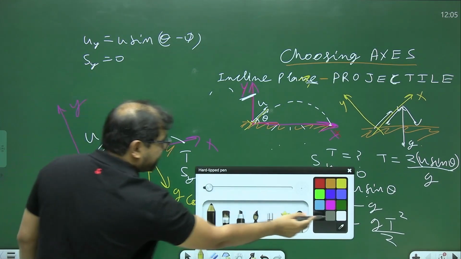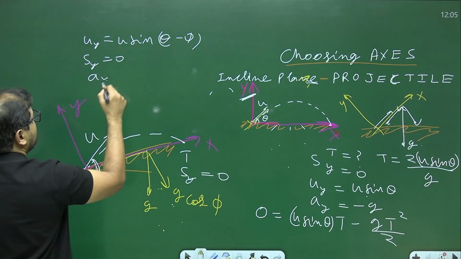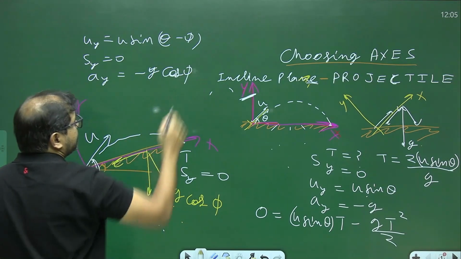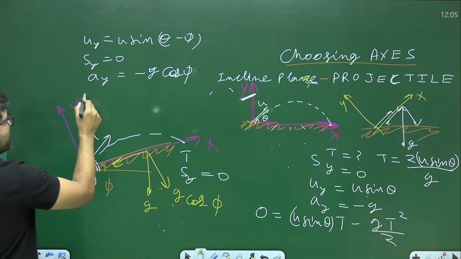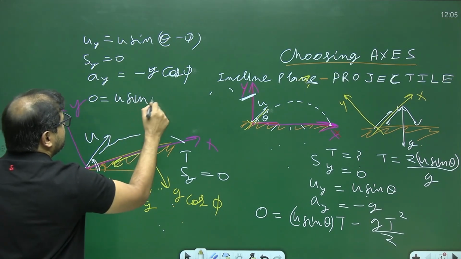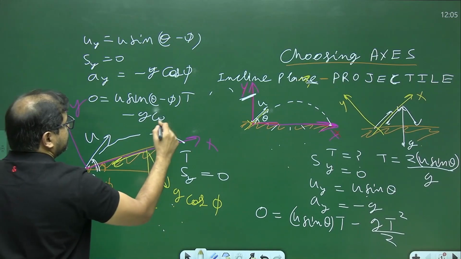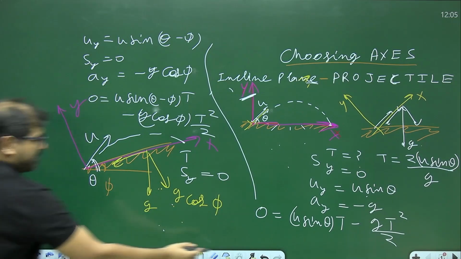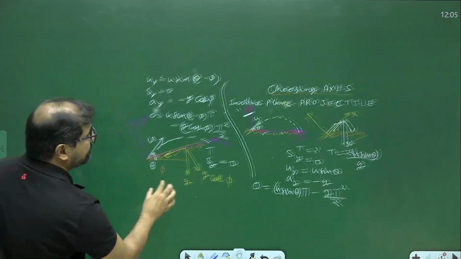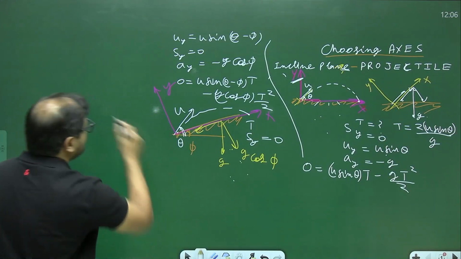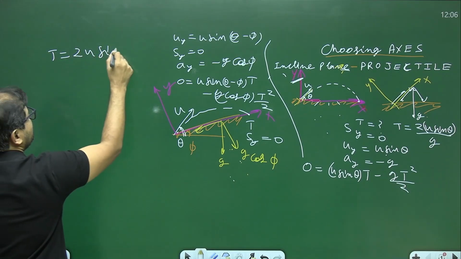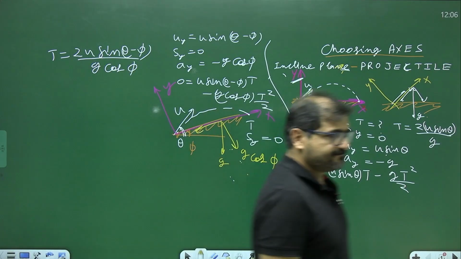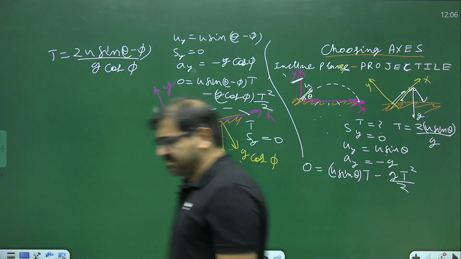So acceleration along y becomes minus g cos phi. Again, we put it in the equation, s is equal to ut plus half at square. Solve it and we get value of t. I'll put it somewhere here. So t becomes equal to 2u sine theta minus phi upon g cos phi. Right? So yeah, it works out fine.